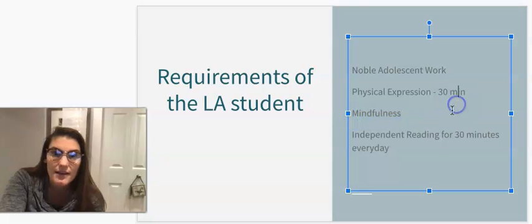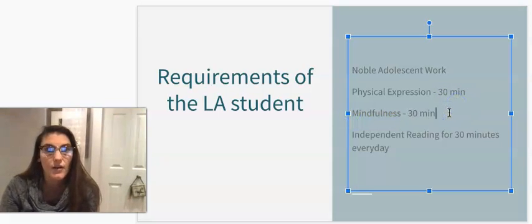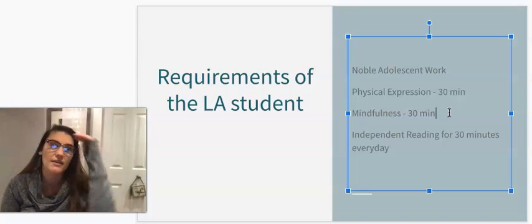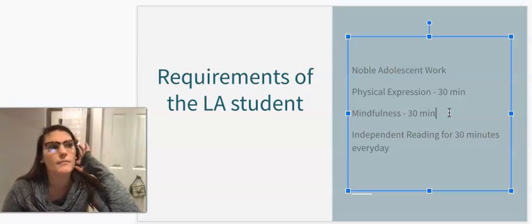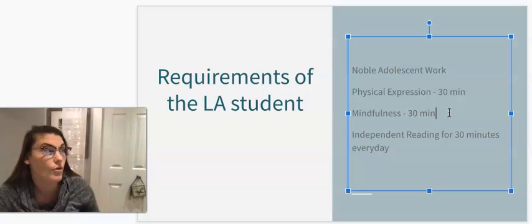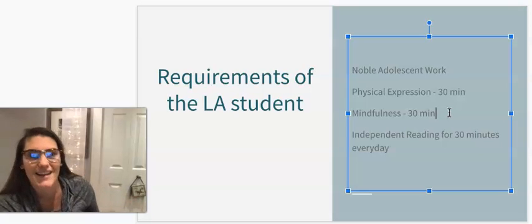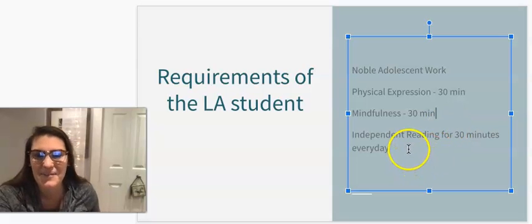Mindfulness is also supposed to be the 30 minutes from 8:30 to 9. And it's anything from meditating, a walk, healthy eating in the morning. Maybe it's also a cupcake in the morning. I have a mother that eats chocolate every morning when she's having a bad day.